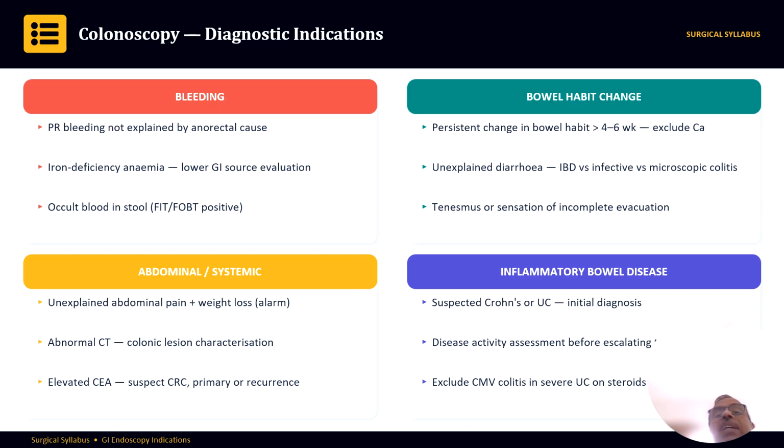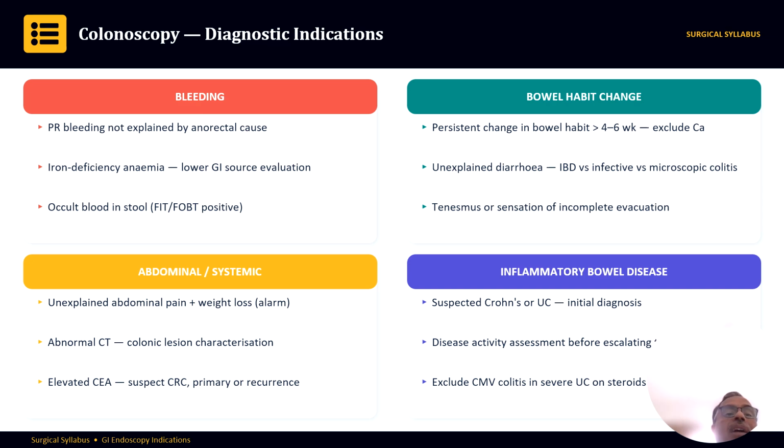Any patient with unexplained diarrhea, to rule out either inflammatory bowel disease or an infective colitis or a microscopic colitis. Similarly, a tenesmus or a sensation of incomplete evacuation, I've already told you, is another indication of doing a colonoscopy. Then we have abdominal or systemic complaints. Unexplained abdominal pain and weight loss is an alarming feature. Weight loss is significant weight loss. Any abnormal CT, to localize and characterize the colonic lesion, you would do a colonoscopy.